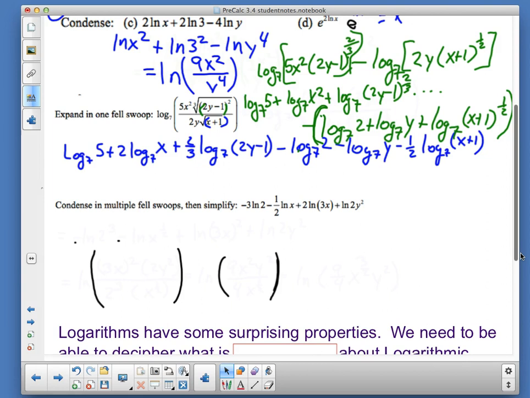If I had things like 8s or 16 or 32 or 27 and I was able to break those down as powers, I would do that as well. It's very nitpicky. If you're careful with your notation, you can write it in one fell swoop or just as you're looking at it. That's an expansion. Try condensing this next piece. We will finish the remainder of this problem tomorrow. We'll do the condense in multiple fell swoops and then simplify. Have a great day.